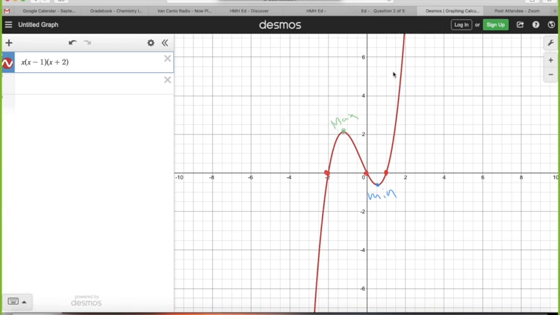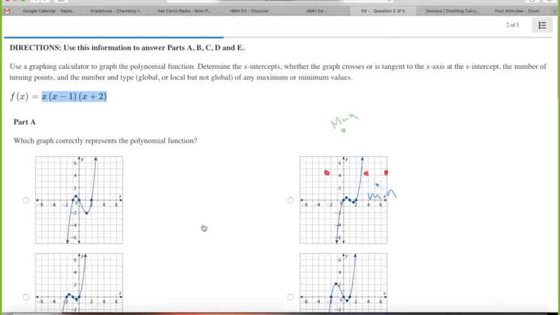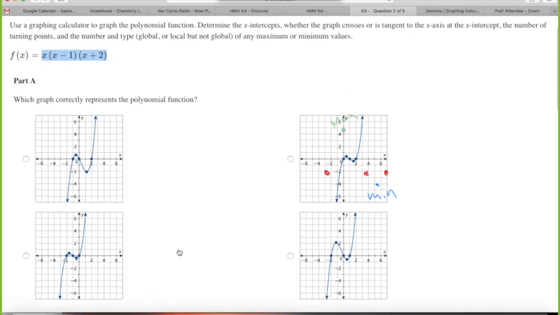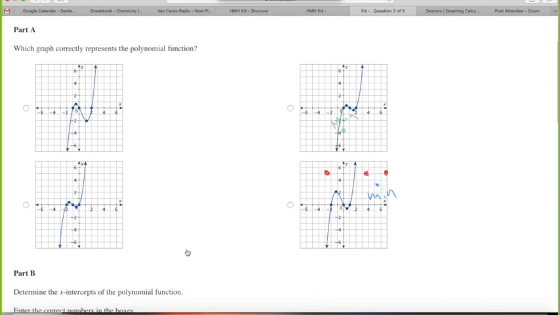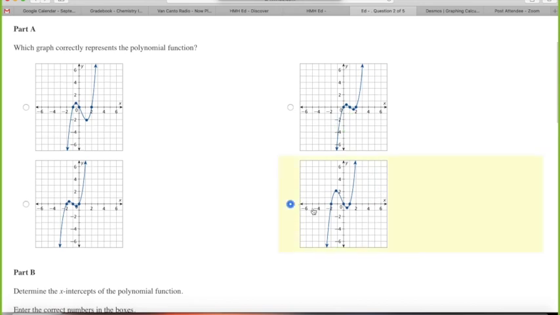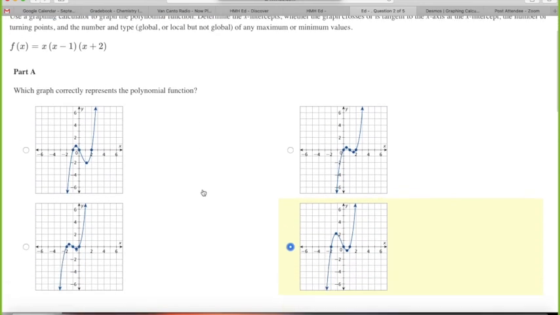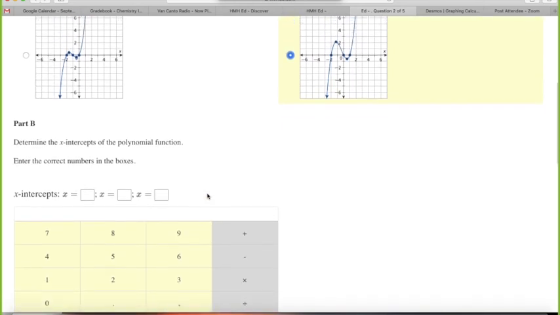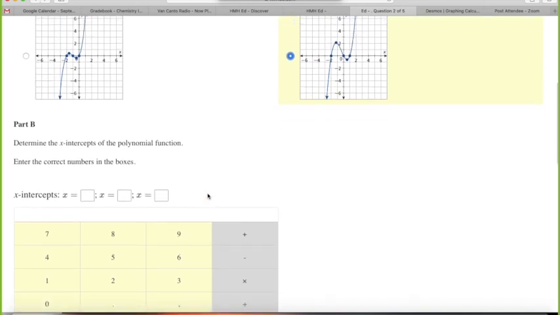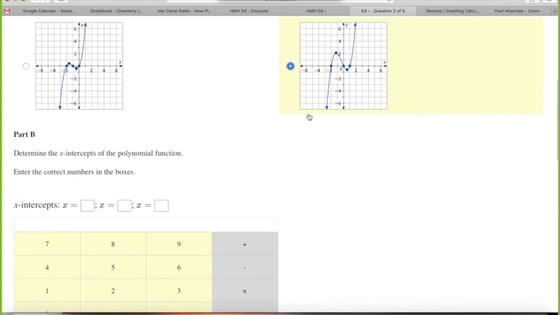So max right above 2. So remember, our first local maximum was right above 2. So I think this is the one that we're looking for. Okay, determine the x-intercepts of the polynomial function and enter the correct number in the boxes below. So we've got an x-intercept at -2. We've got one at 0. And then we've got one at 1.